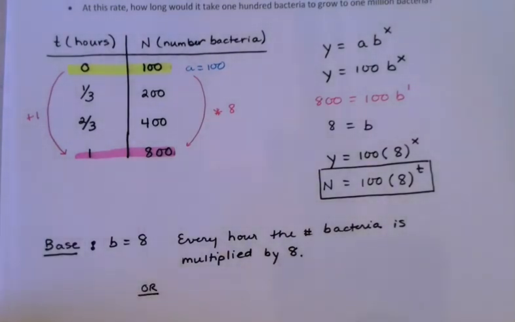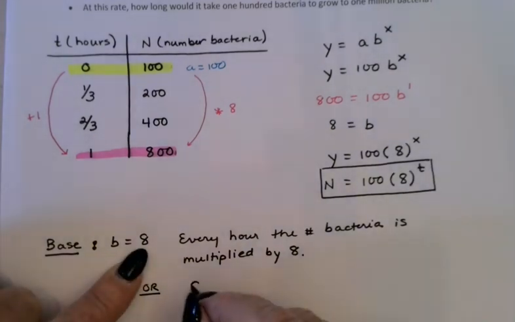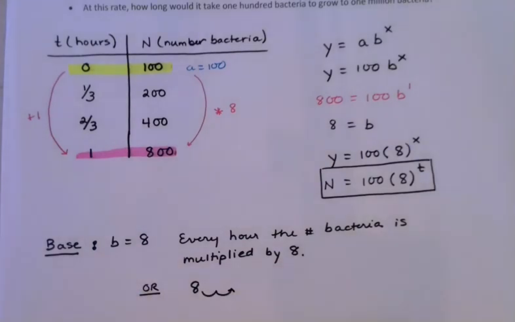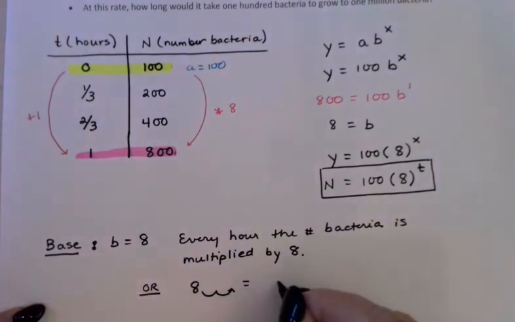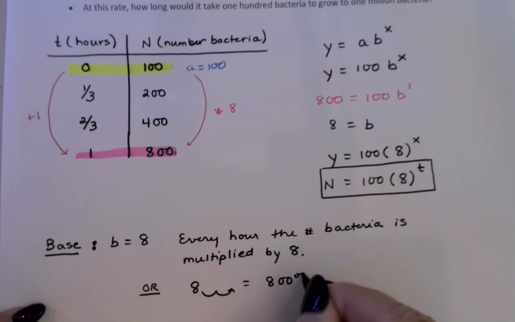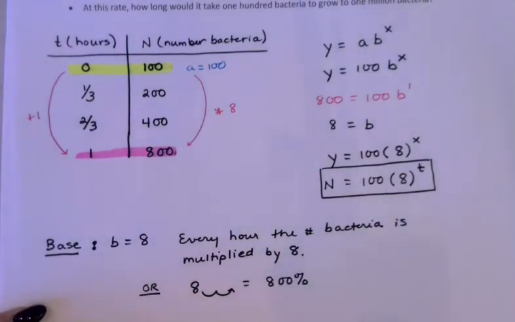It's been a little while since we've talked about this, so let me remind you. What we did was take our base and essentially multiply it by 100%. 8 would be 800%. Then we subtract the 100% that we started with. So in this case, we could say we have a 700% increase in bacteria every hour.